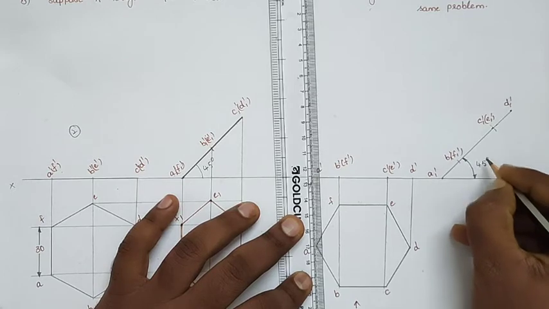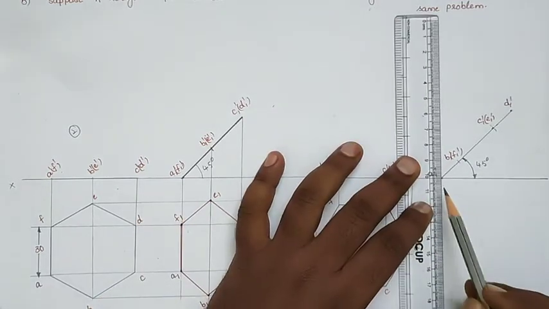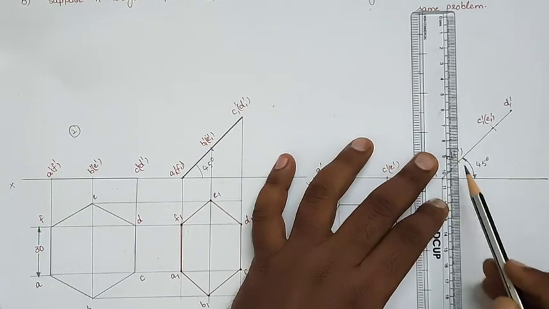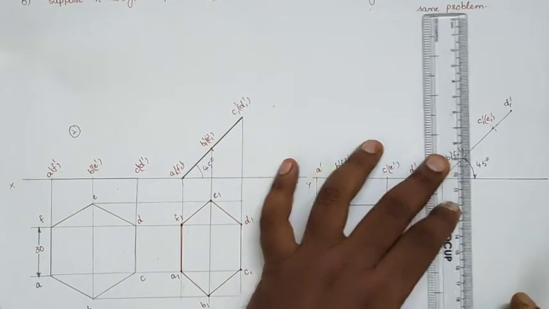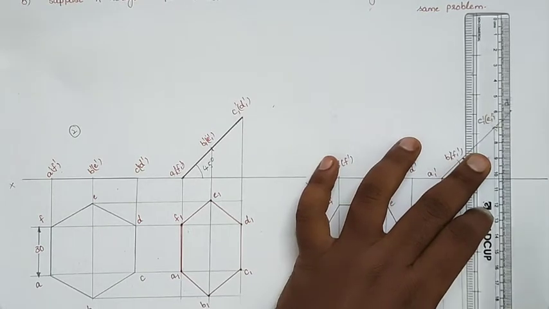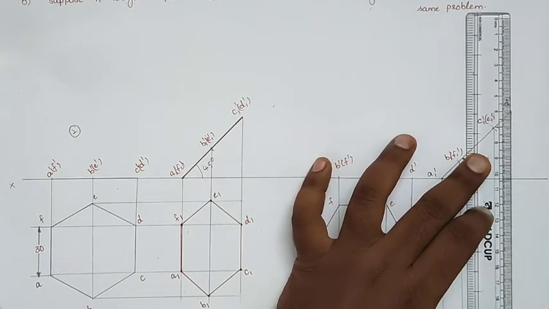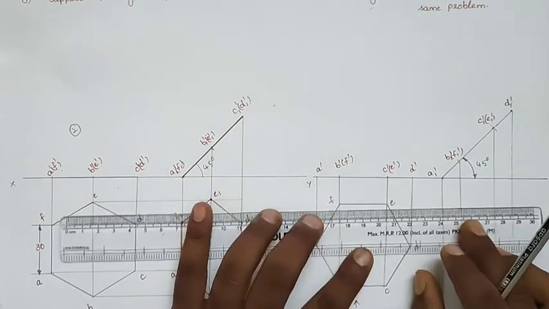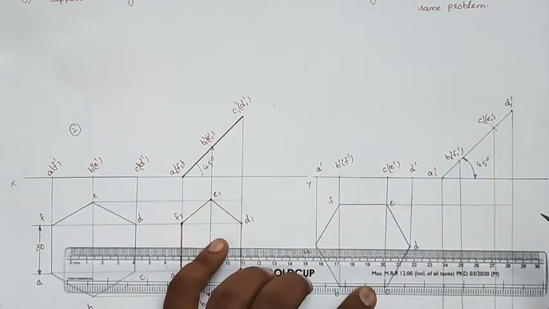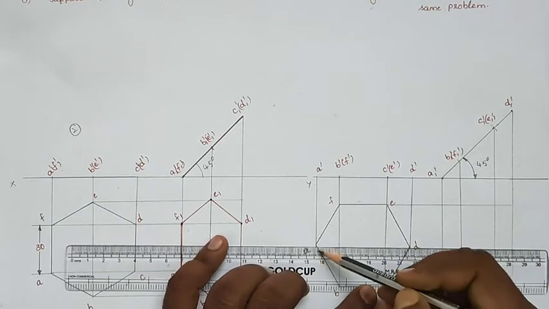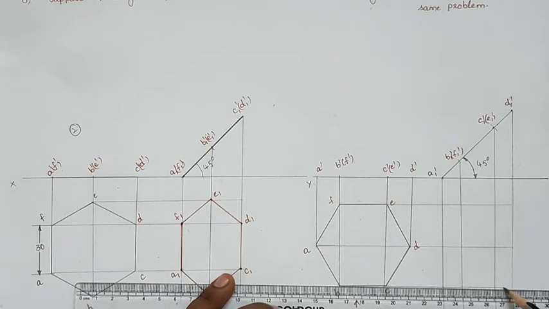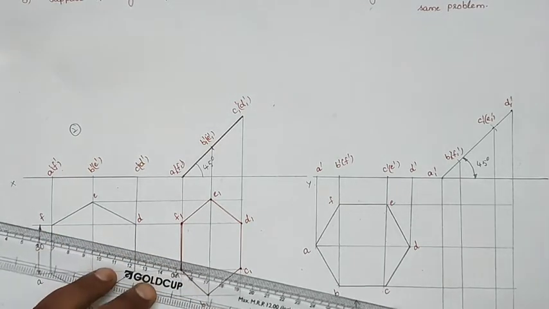45 degrees. From the points on the second front view, draw the vertical projection lines. Similarly, from the points on the first top view, draw the horizontal projection lines, locating the corresponding intersecting points.